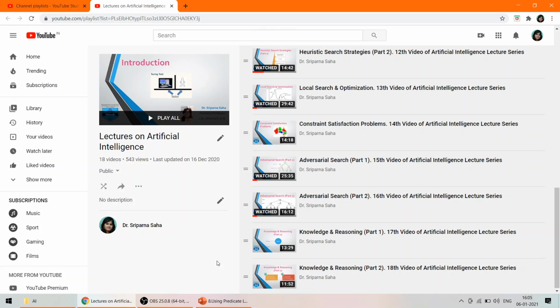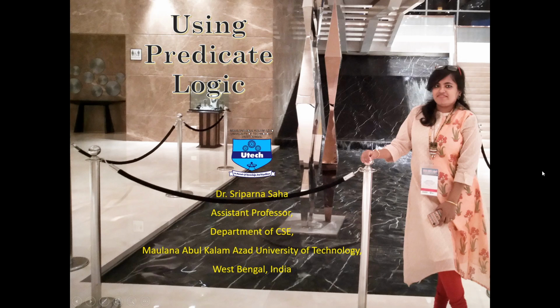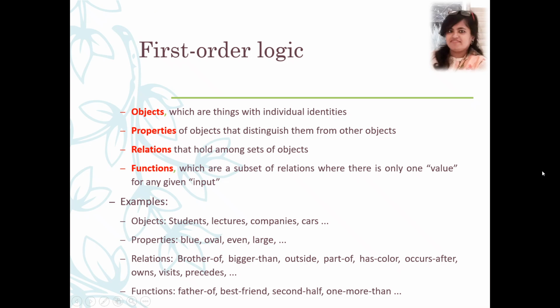So far in this artificial intelligence lecture series we have talked about knowledge and reasoning. Today we will be moving to our next lecture, that is predicate logic: how to use predicate logic to represent knowledge. That is all about today's lecture. So let's start.